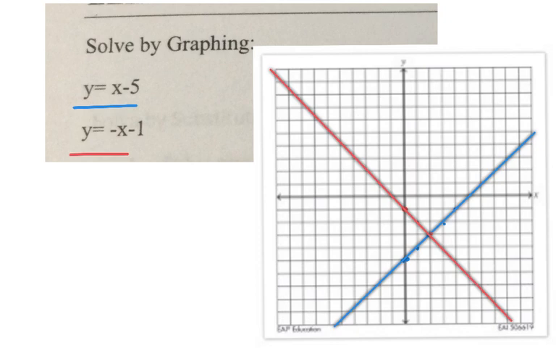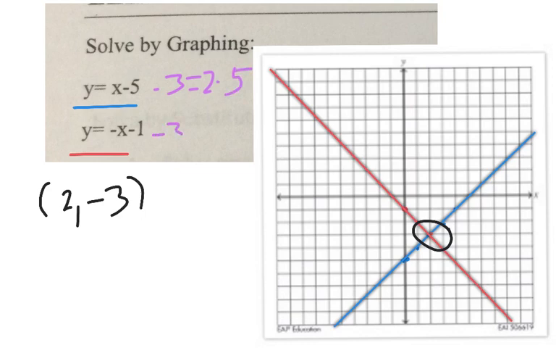And so the solution to the system of equations is the point where the two lines intersect, which is at 2, -3. And again, if you're ever unsure, you can plug this in to see if it makes both of them true at the same time. So does -3 equal 2 minus 5? It does. Does -3 equal -2 minus 1? It does. So because it makes both of them true at the same time, it is the solution to the system of equations.